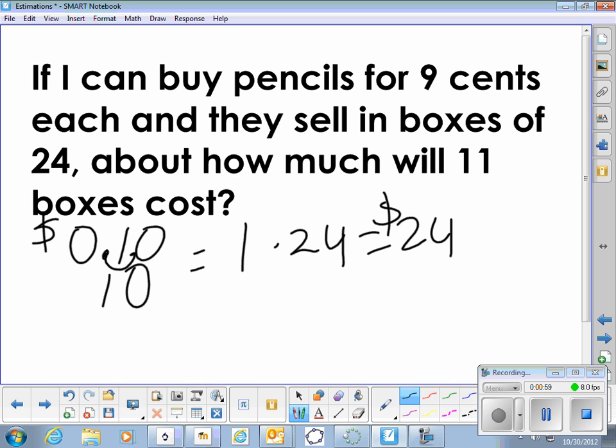Well, if you have a calculator, you still may want to do this because sometimes we hit the wrong button on a calculator and we just enter the answers assuming that it's correct. But if we know that it's going to be somewhere around $24 and our answer comes out different, then we say, well, maybe I made a mistake.